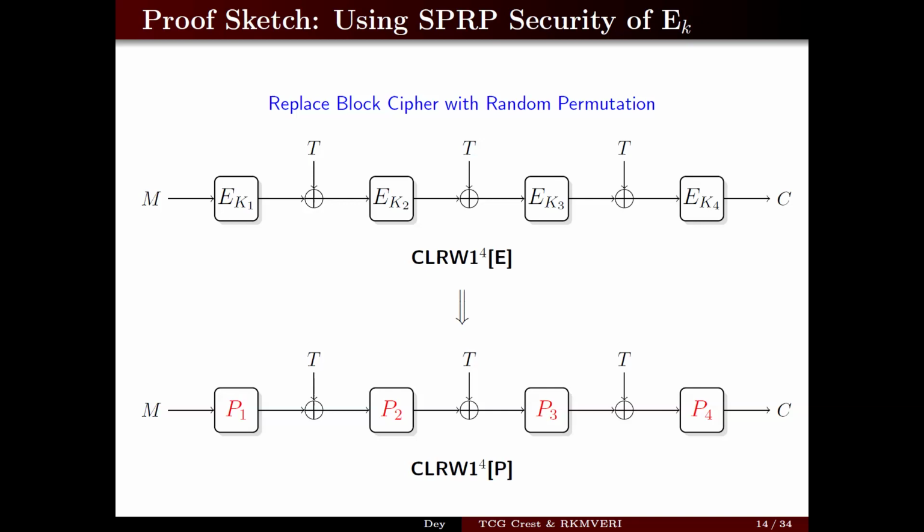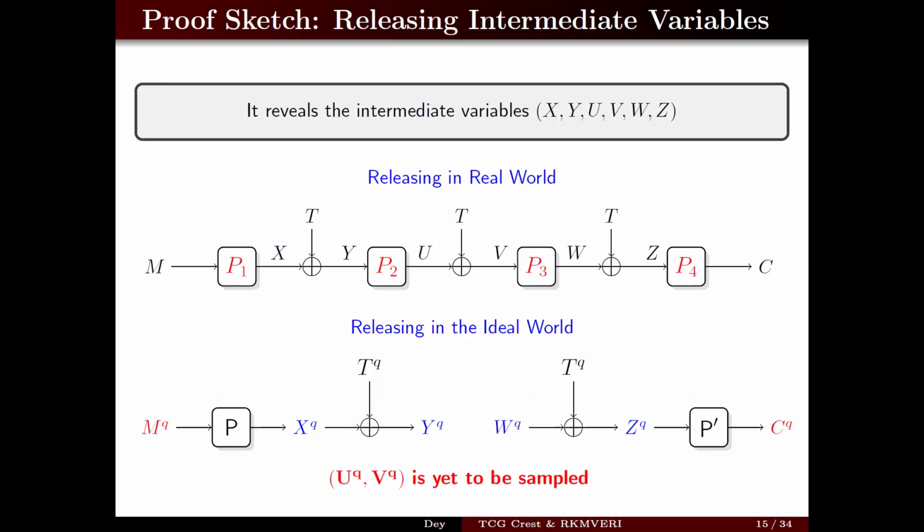After the interaction is over in the security model, the challenger will reveal some transcript. A query-response transcript will look like a message mi, a tweak ti, and a ciphertext ci. Additionally, the challenger also reveals the intermediate variables x, y, u, v, w, and z. In the real world, these are the actual values. In the ideal world, the challenger does not have the actual construction, so he will have to sample the intermediate variables while maintaining permutation compatibility.